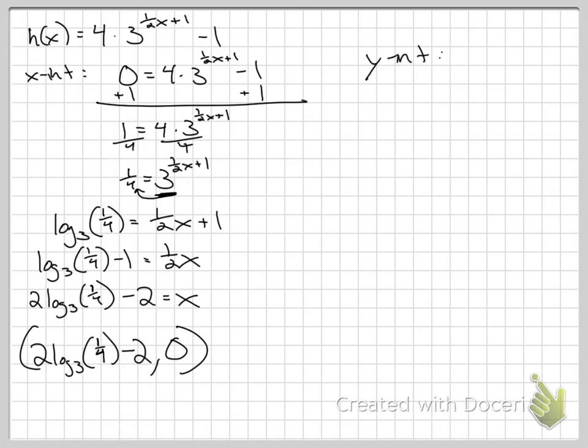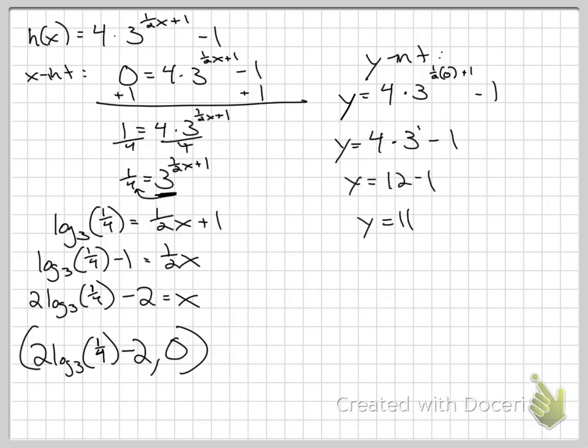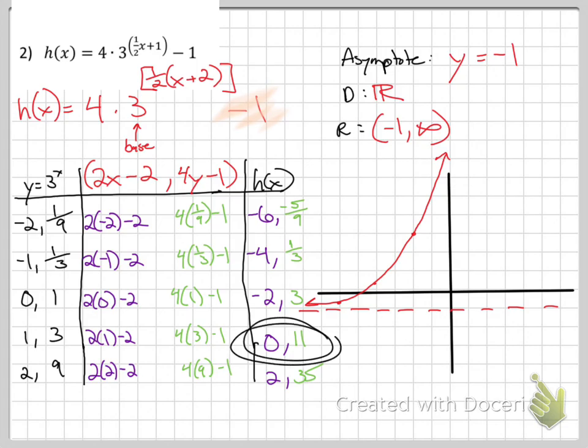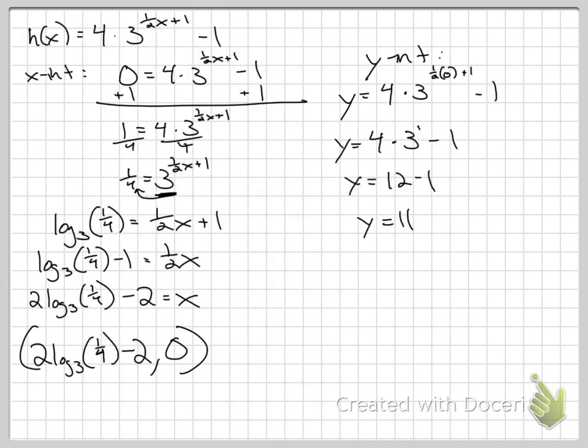Y-intercept, make x equal 0. Y equals 4 times 3 to the 0 plus 1 is just 3 to the 1. So this is, what am I doing? This was in my table. I didn't graph it because it was too big, but it showed up in my table. So at least we know we got it right. 0, 11 is our y-intercept.